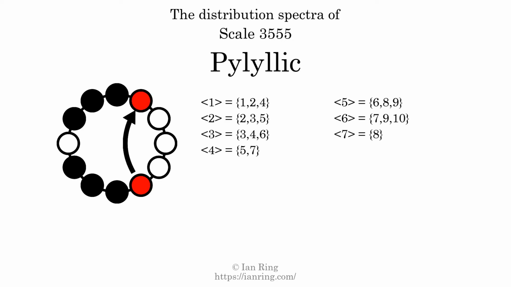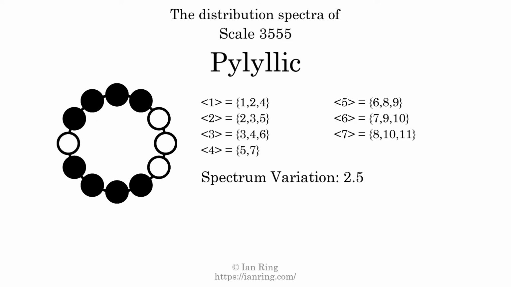8 semitones, 10 semitones, and 11 semitones. The spectrum width of this generic interval is 3. The spectrum variation is the sum of all the widths, divided by the number of tones. The spectrum variation of this scale is 2.5. Since the variation is greater than 0, this indicates that the scale is not perfectly even.